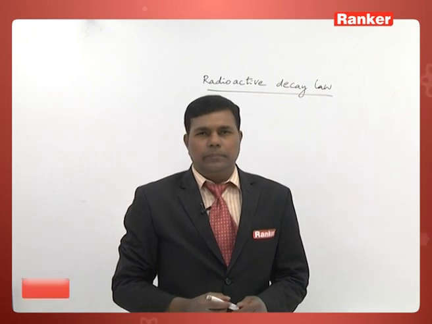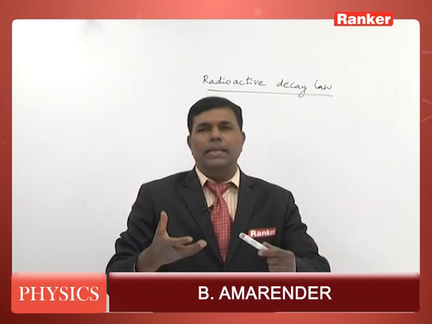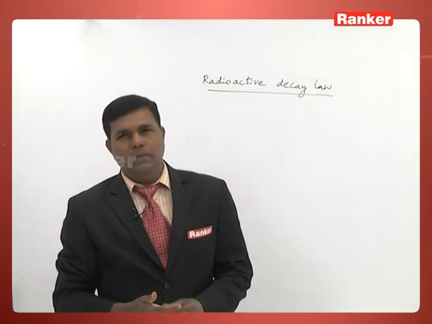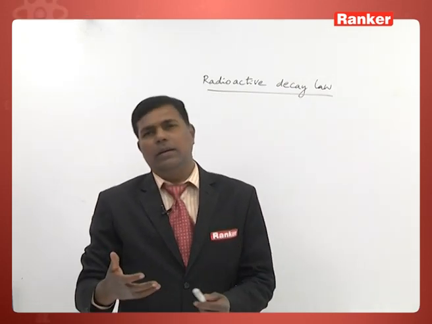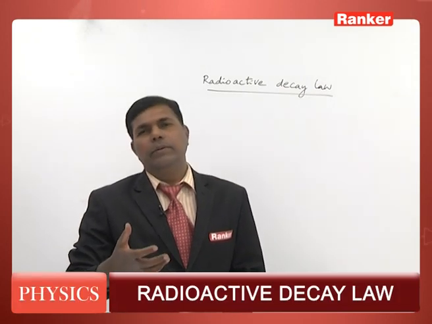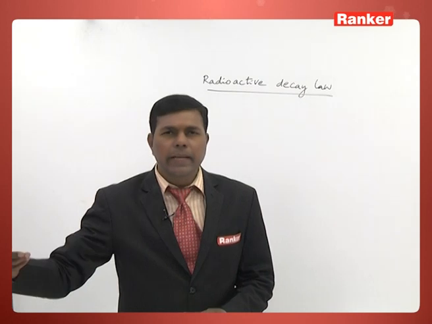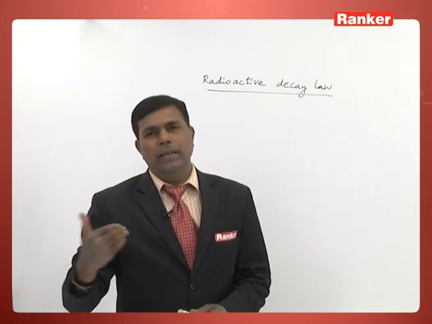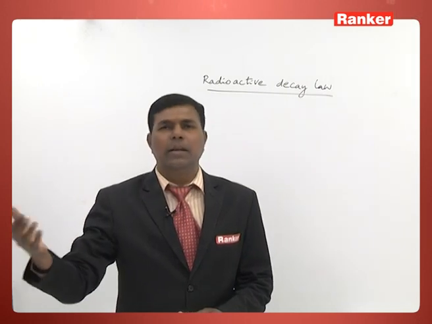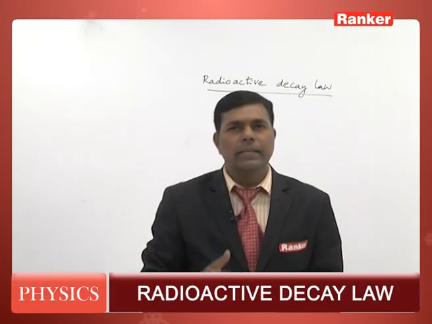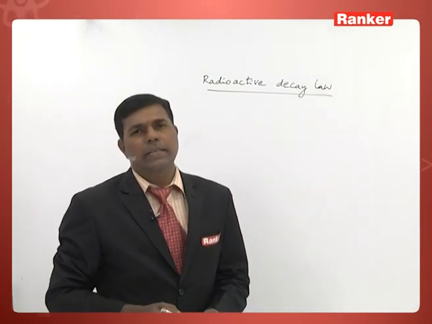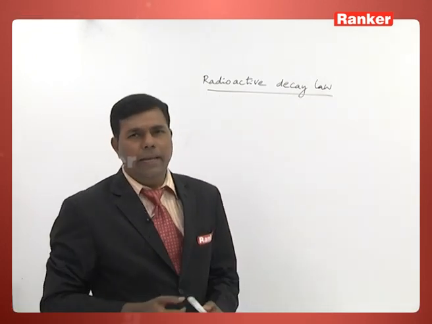Radioactive decay law. When you have a sample of radioactive material, a heavy nucleus, it will start emitting alpha, beta, gamma rays spontaneously. Naturally, the initial number of nuclei will gradually decrease. At what rate they decrease, and what is the relation between the time and the number of nuclei at any instant of time, can be obtained using the radioactive disintegration law or radioactive decay law.